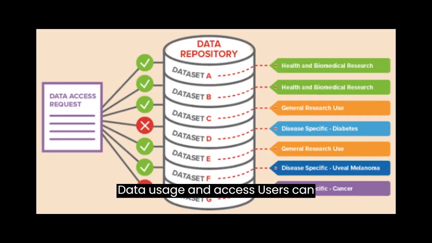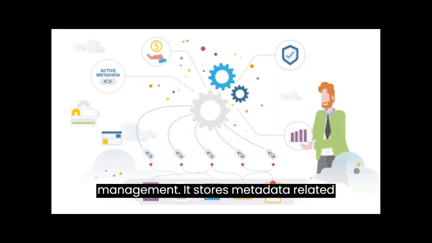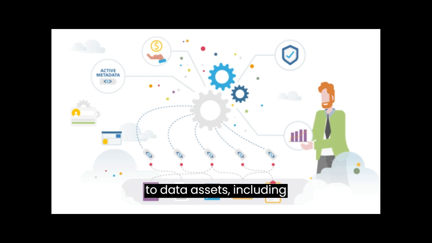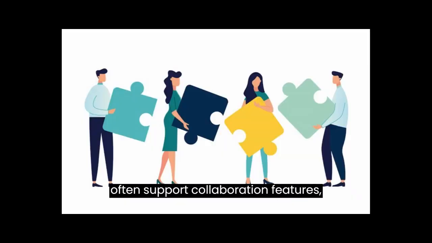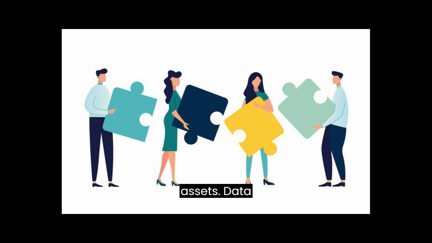Data usage and access. Users can see who has access to the data and how it is being used. This is crucial for data governance and compliance. Metadata management. It stores metadata related to data assets, including descriptions, data quality, and data classification. This helps users understand the data's meaning and quality. Collaboration. Data catalog tools often support collaboration features, enabling data users to comment, rate, and share insights about data assets.